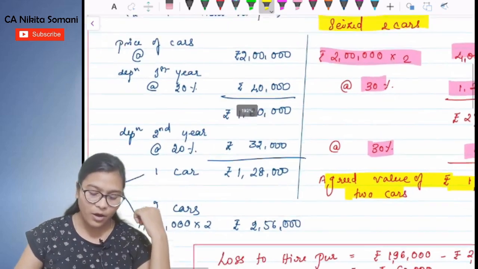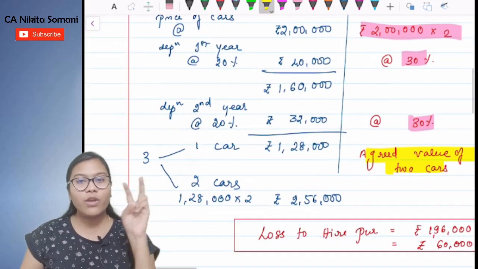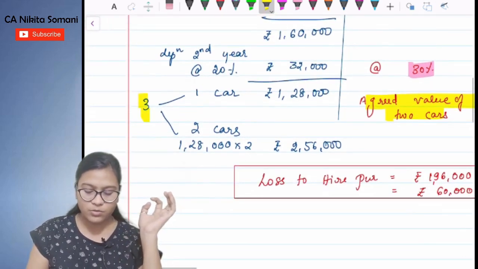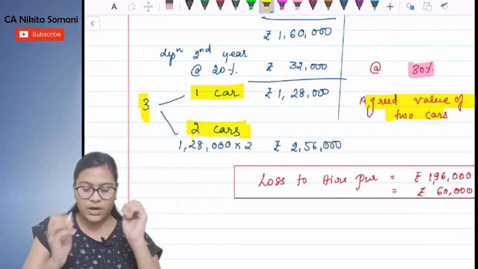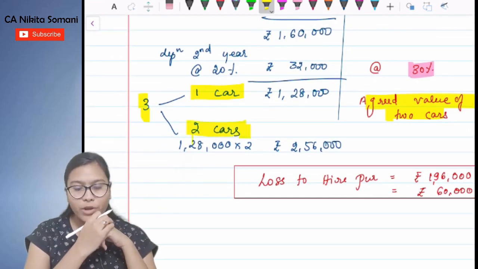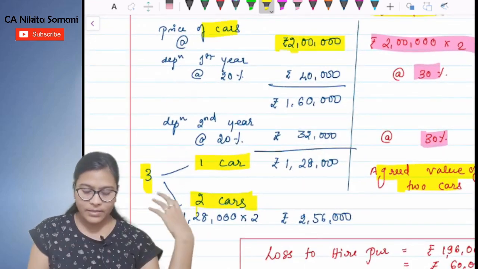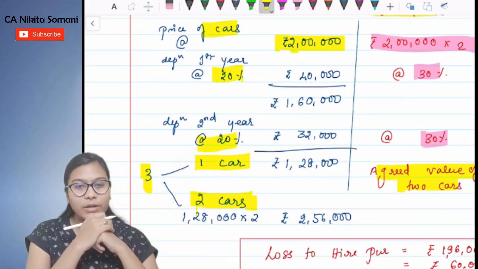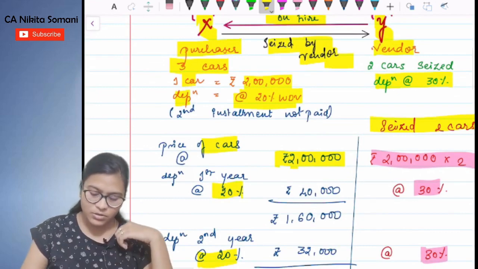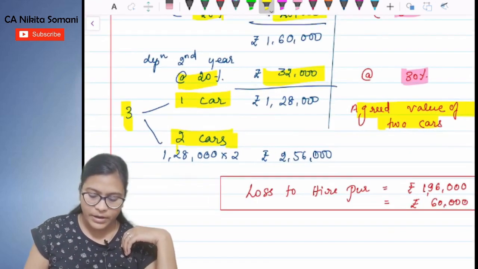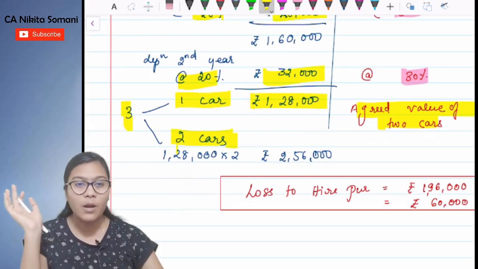Let's see how much the value comes to according to the hire purchaser. There were 3 cars and one is left with the hire purchaser only. We have to find out the value of the 2 cars taken back by the hire vendor. The price of the car was 2 lakh, and the depreciation of the first year and second year at the rate of 20% WDV. So writing down depreciation, ultimately 1,28,000 is the book value of the car left with the hire purchaser.